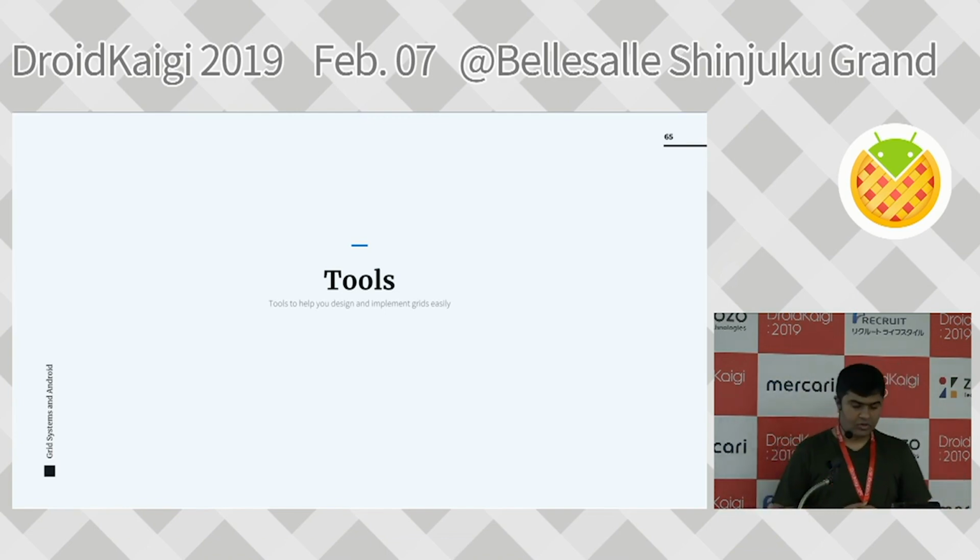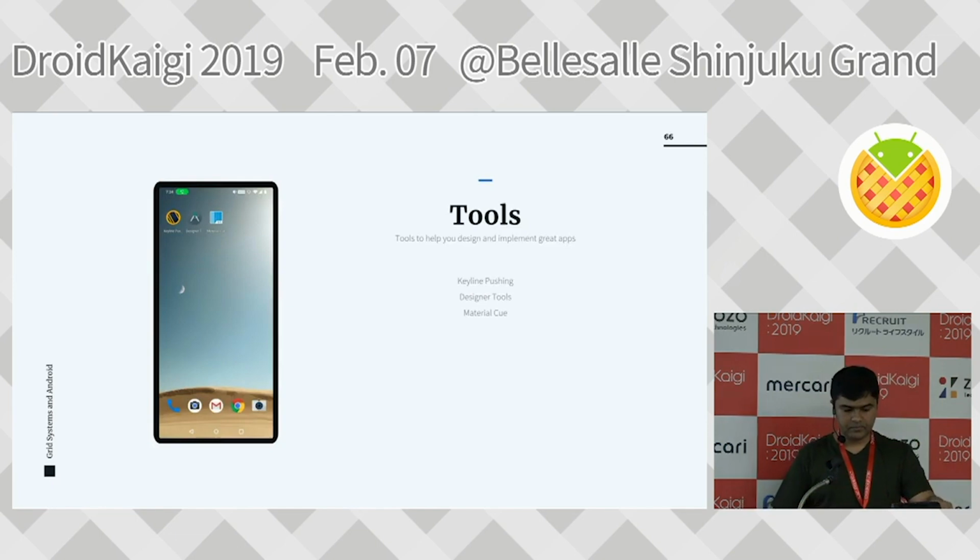Next, so I've talked about the grid and how you can design different things. But as a developer, how can you see if you're doing the right thing? How can you align your application to the grid in the right way? So I'll talk about a couple of tools that you can use as a developer to see how your application behaves with the grid. So there are three tools that I would recommend for this purpose.